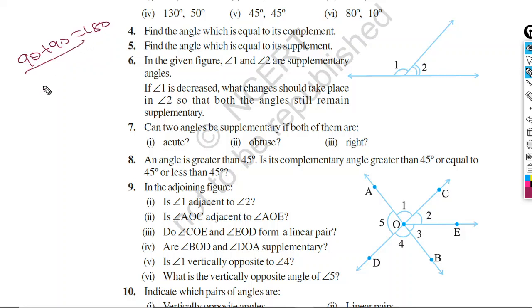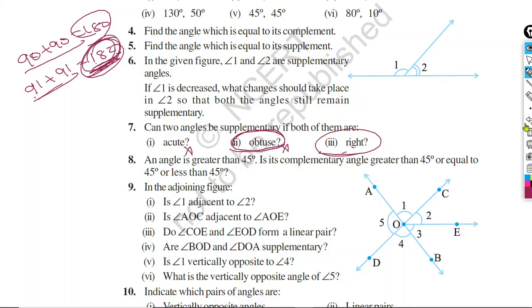If both the angles are more than 90, that means 91 plus 91, we will get 182. So can it be supplementary? No, it can't be. So you can write, no, two angles cannot be obtuse as their sum will exceed, or be greater than, 180 degrees. Okay. So both cannot be acute or both cannot be obtuse.